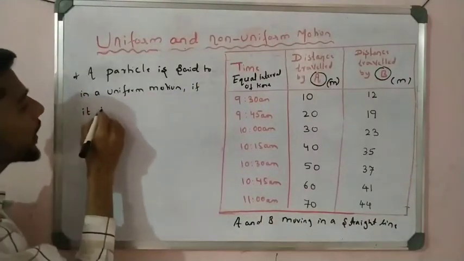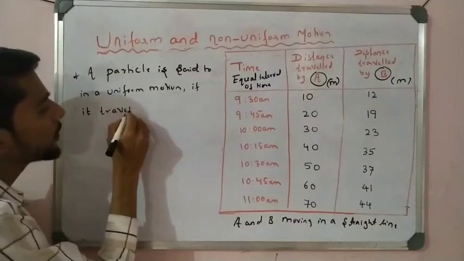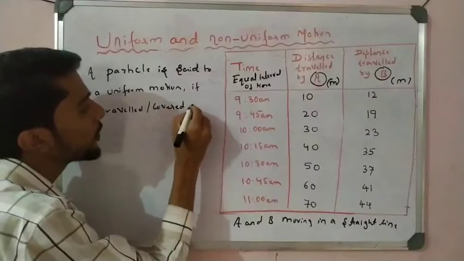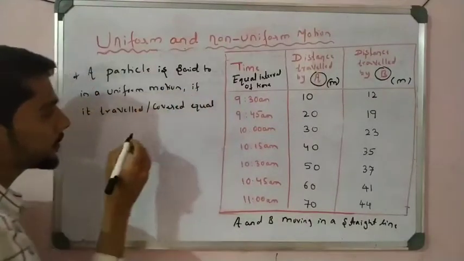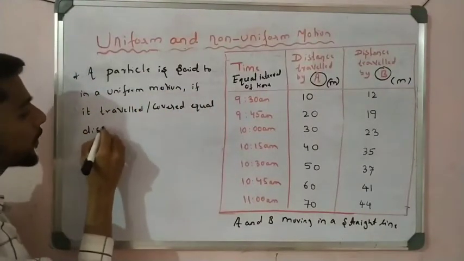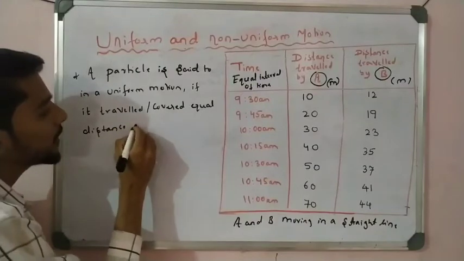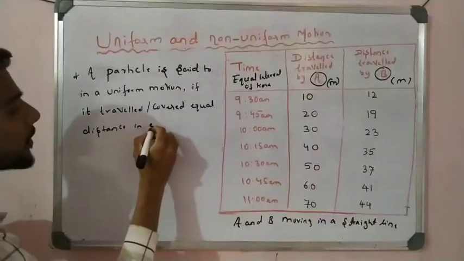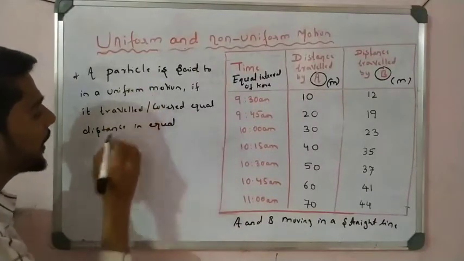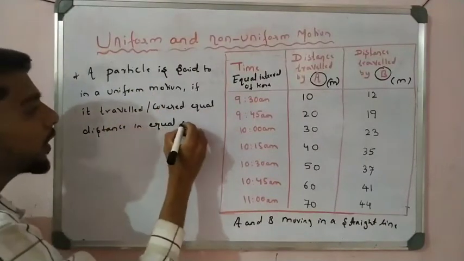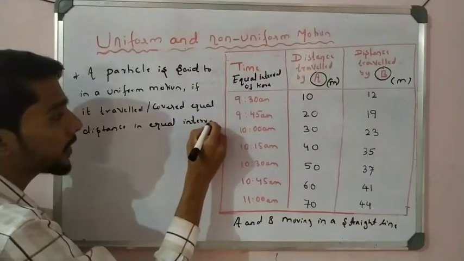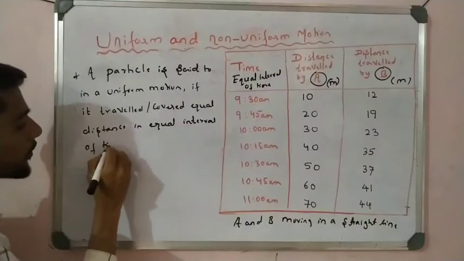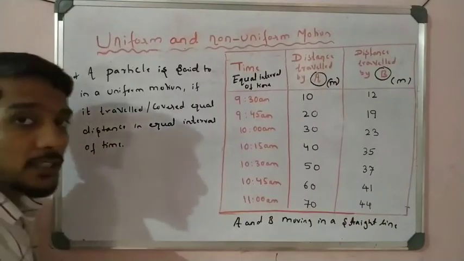If it traveled or covered equal distance, see, equal distance, 10 plus 10 plus 10, in equal intervals of time. That is very important. Time also must be equal interval of time. That is called a uniform motion.